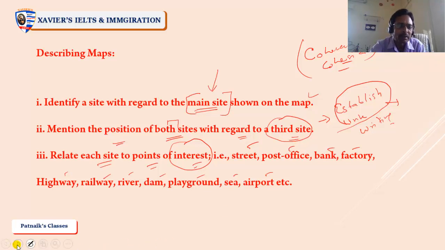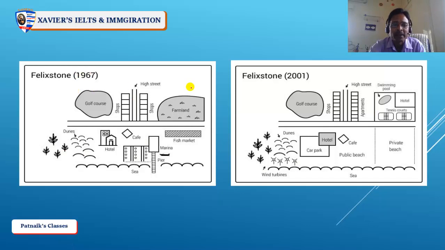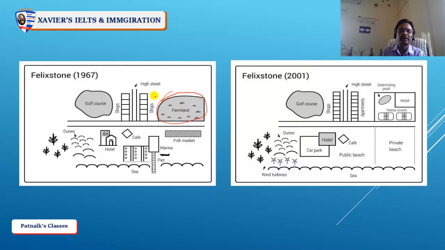Then see, this is an example of a particular place which changed between 1967 and 2001. During this period, there are some changes to that particular area. How the changes took place, we have to describe in our writing. Here you see, in 1967, a major change is the farmland area. In 1967, there was farmland on the eastern side of the town, whereas the same area has been developed into an entertainment area.